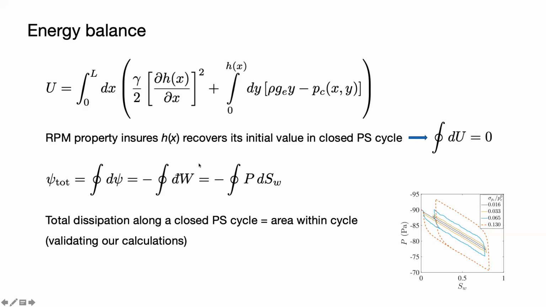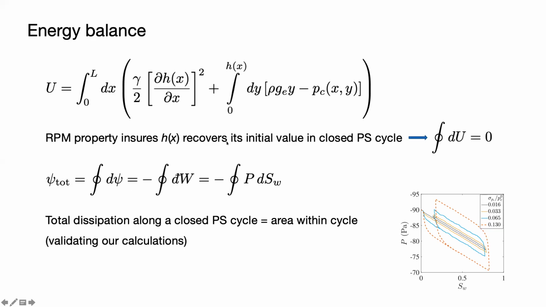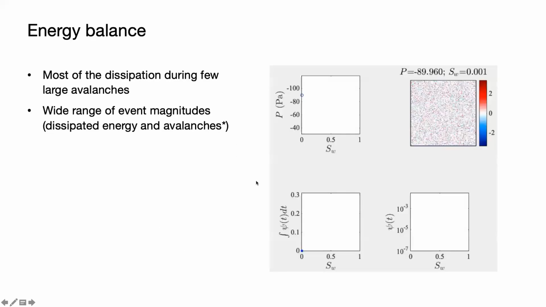And what you get is it's just minus P dSw, the integral over that, over the entire trajectory, which is nothing but the area enclosed inside the PS curve, inside the retention curve. And this will allow us to validate our calculations, to compare the summation of this stepwise dissipation along the jumps with this simple calculation. So let's look at the simulations.